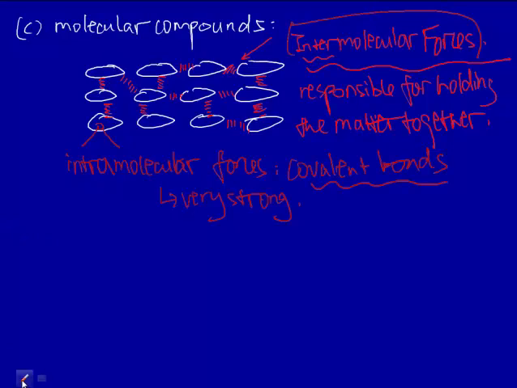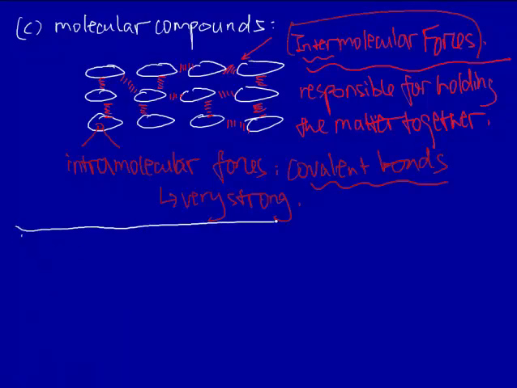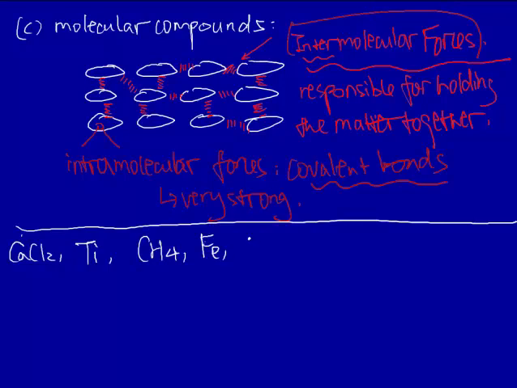And let's take a quick look at some application examples. All right. So I'm going to give you a list of compounds with their formulas or formula units, and your task is to separate them into two groups. One group with fairly high melting points and boiling points. The other group with fairly low melting points and boiling points. So here come the formulas or formula units: CaCl2, Ti, CH4, Fe, FeCl3, H2S, He, and nitrogen gas.